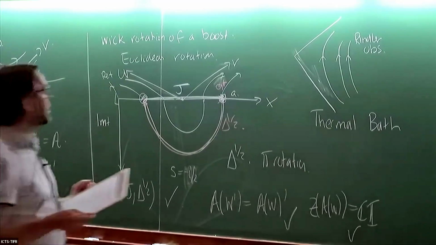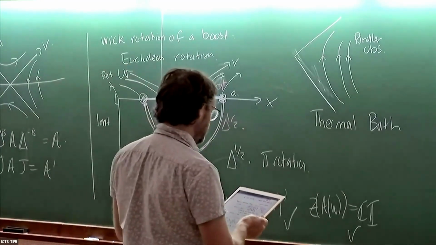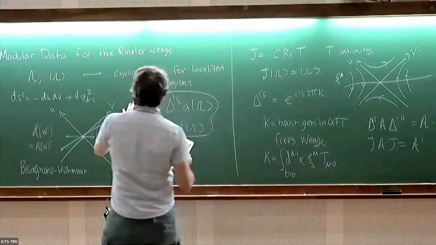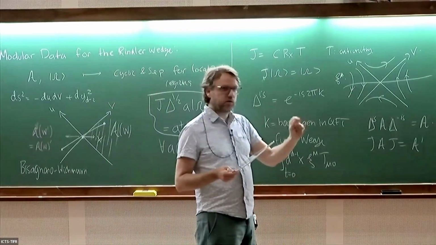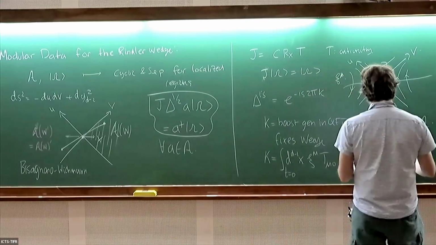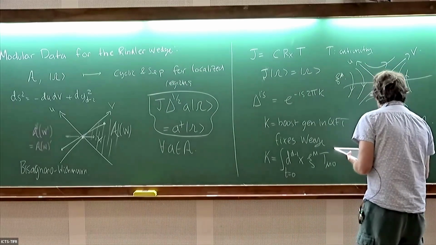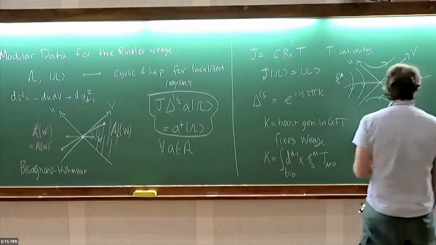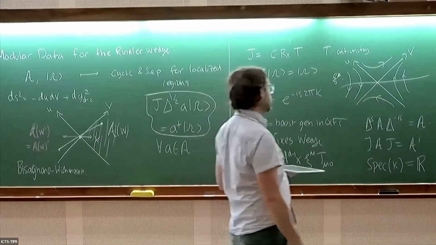Okay. Good. So I forgot to say one thing, which is important, a result of this. We have the modular operator now. We can ask, what is its spectrum? And the spectrum of the log of the modular operator, which is the boost operator in quantum field theory, is just the real line. And you can see that in various ways.